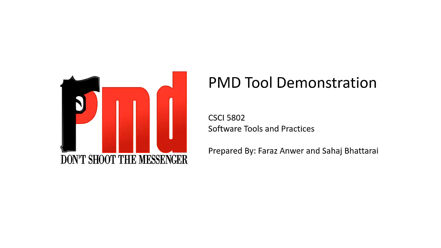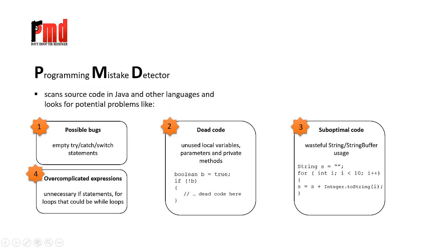So, coming to what PMD is, PMD stands for Programming Mistake Detector. It scans the source code in Java and other languages and looks for potential problems in your code. It finds all the errors which come into PMD's detector and shows you the output. You can see on your window that there are four potential problems which PMD could detect.